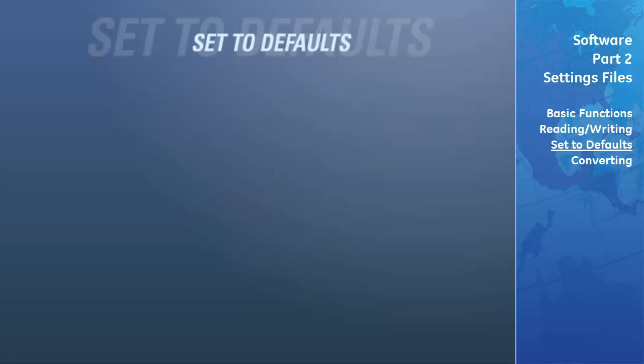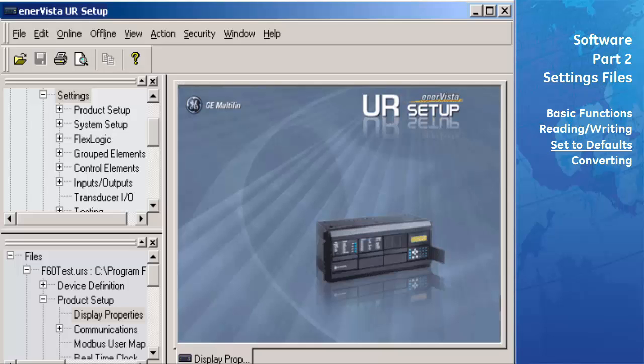URPC also allows us to revert a settings file back to factory default values. The software keeps an internal database with the factory default values of all settings for each product and version. At any time, we can revert all the changes made in a settings file back to the factory default values. Let's try performing this operation.